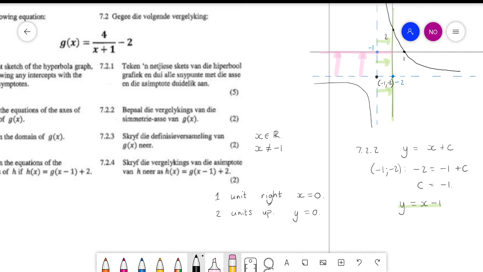It used to be at y equal to -2. Now it moves 2 units up. So it's y equal to 0. If it moved 3 units up, it would have been y equal to 1. Okay?